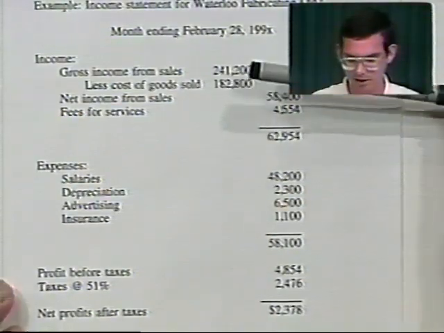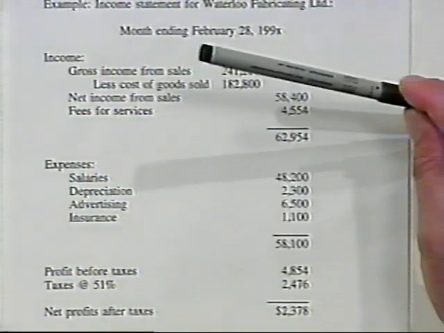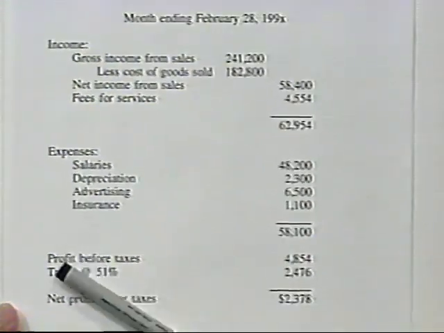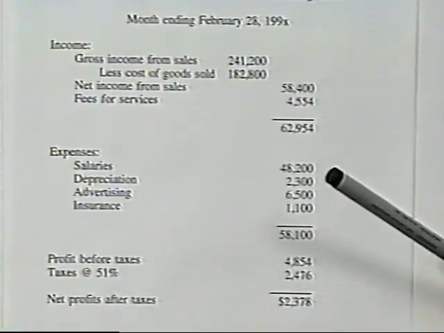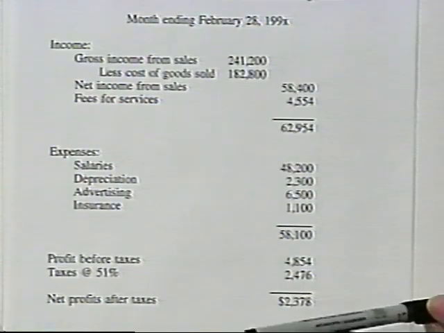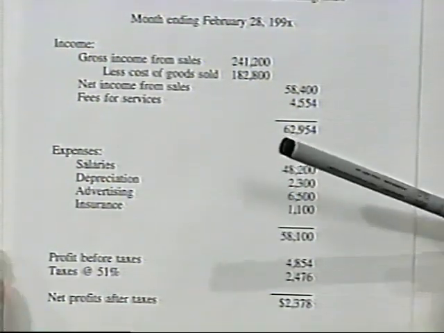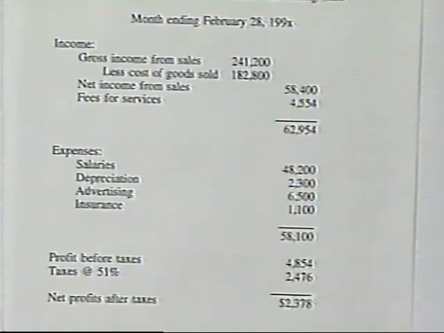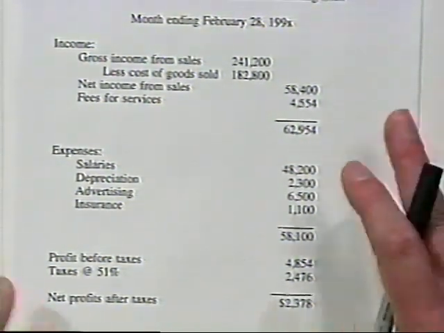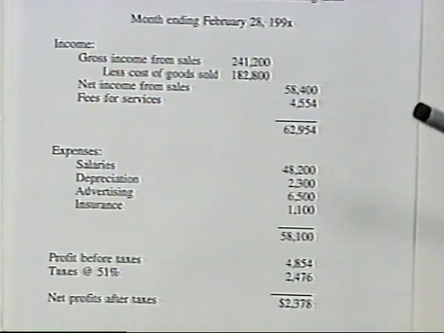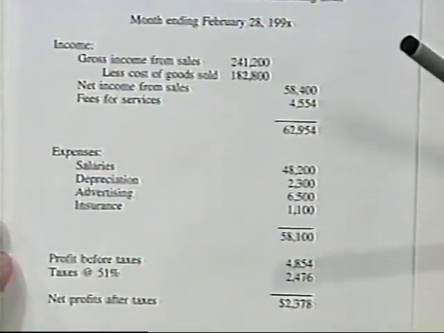On the income statement, we can see our three basic components: the income, the expenses, and down here the profit. The profit is fuzzy a little bit because of taxes. But we'll always see those three categories, although the particular structure of an income statement for a particular organization may differ a little bit. This is perhaps typical of a manufacturing organization, which is what Waterloo Fabricating is.